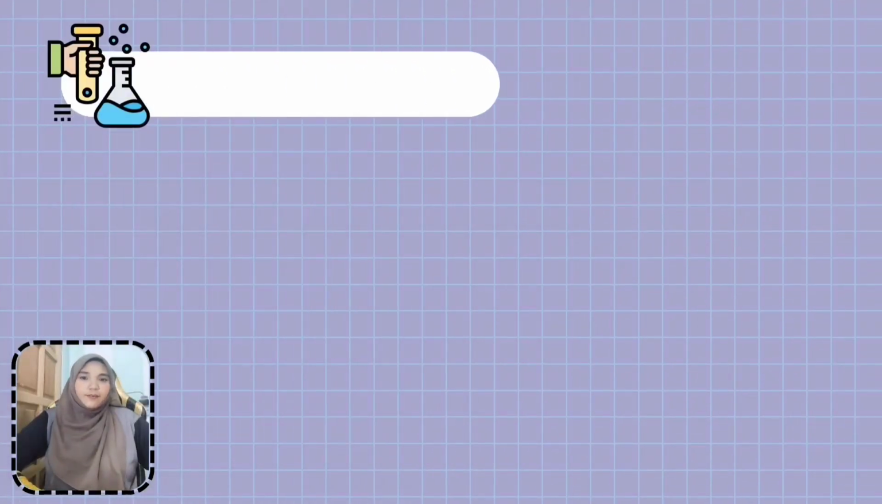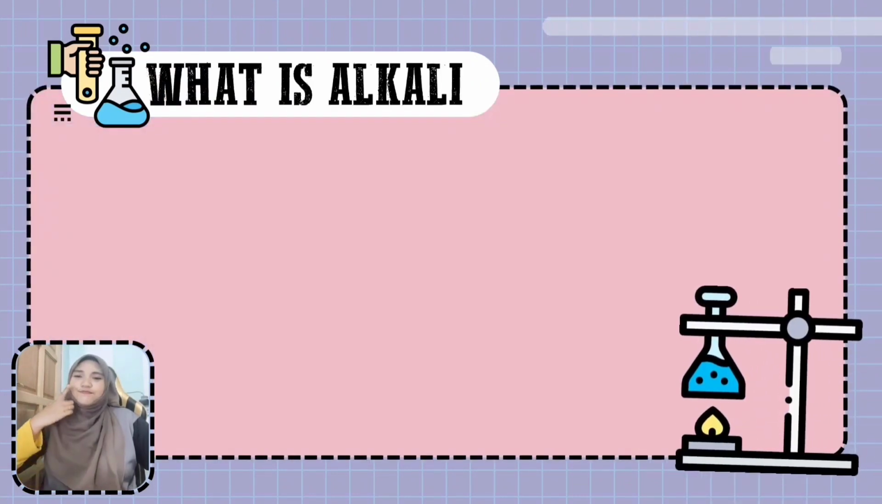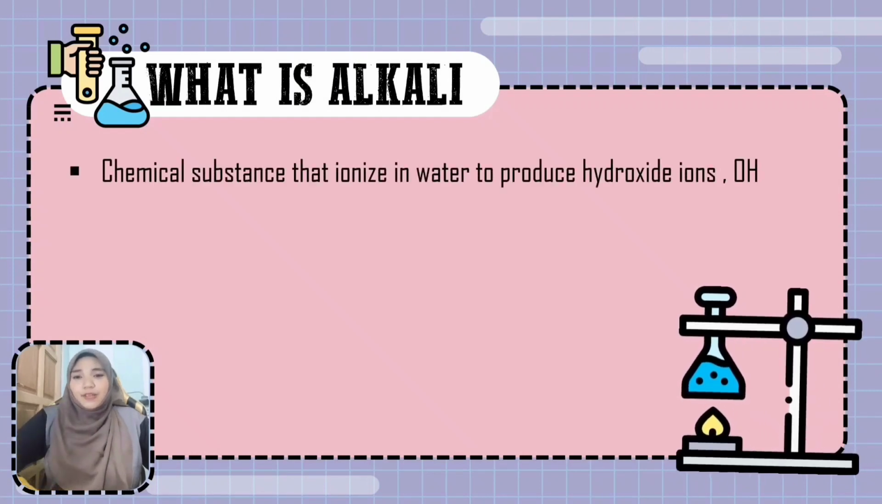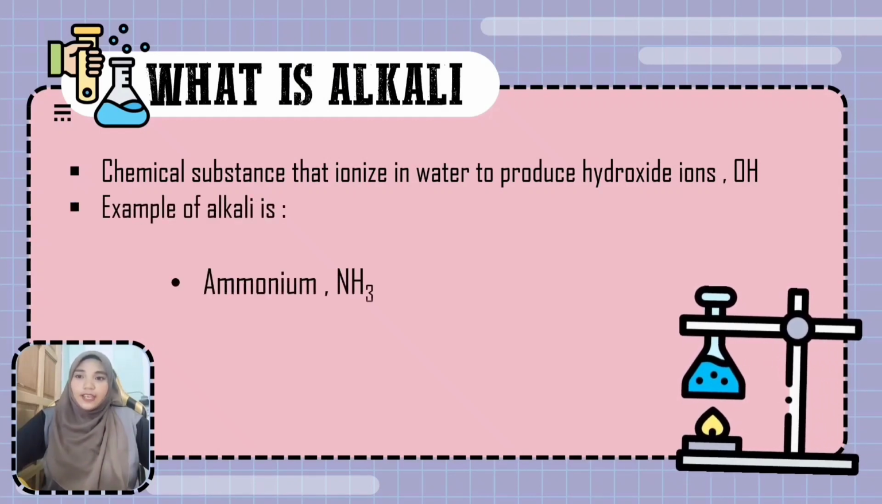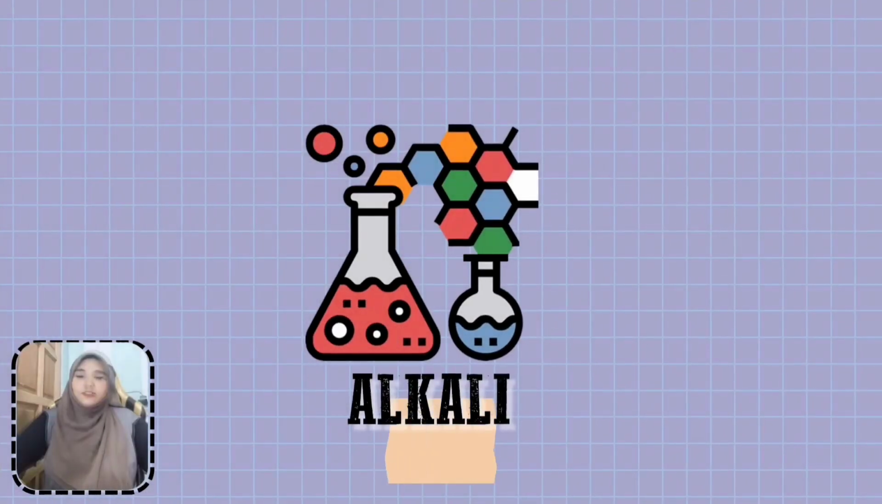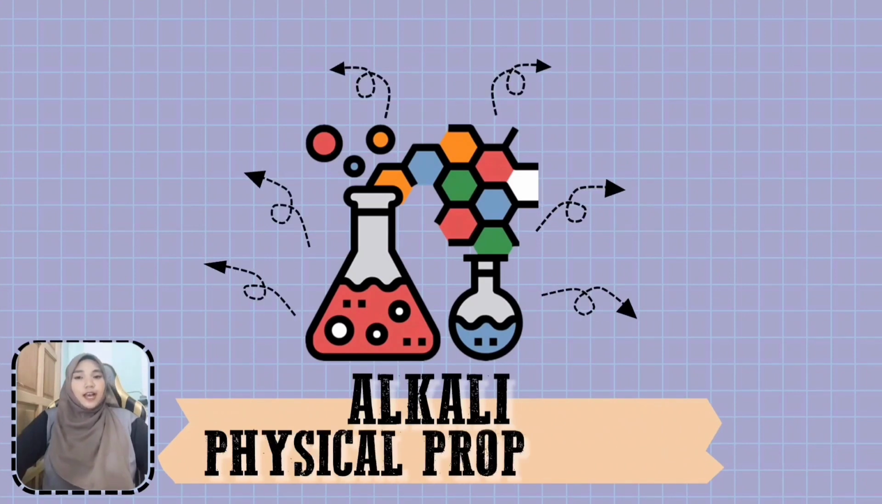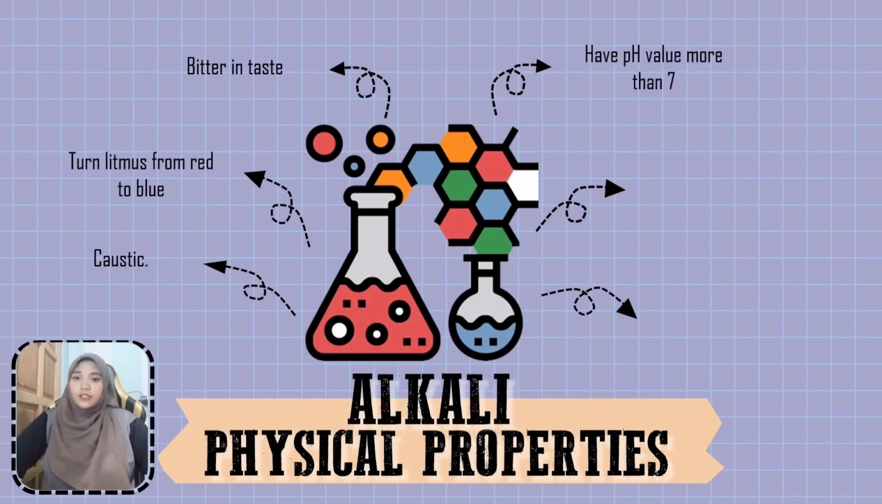Now, it's time to go through alkali. What is alkali? Alkali is a chemical substance that ionizes in water to produce hydroxide ions. Examples of alkali are ammonium, sodium hydroxide, and potassium hydroxide. The physical properties of alkali are bitter in taste, turns litmus from red to blue, caustic, pH value more than 7, ability to conduct electricity, and soapy to touch.